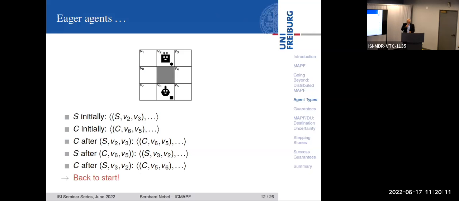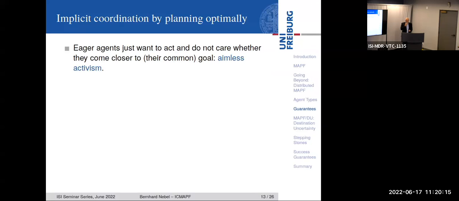So the thing is, now we are back to start and we have to think about what went wrong here. What went wrong is that eager agents just act without looking at what they are doing. So it's sort of an aimless activism. We know that from politicians sometimes, right? They also do something without getting closer to their goal. They just do something.